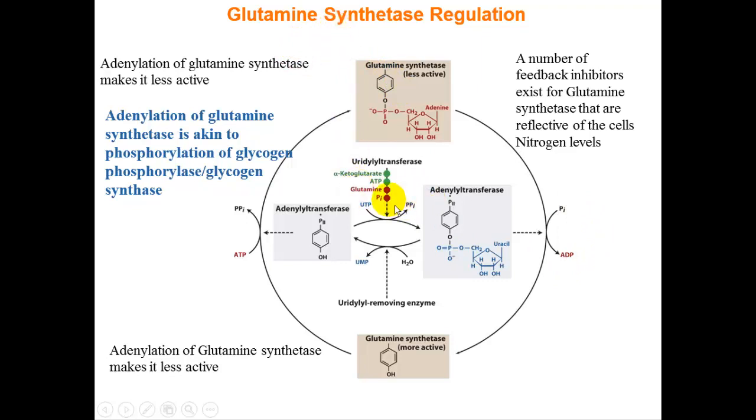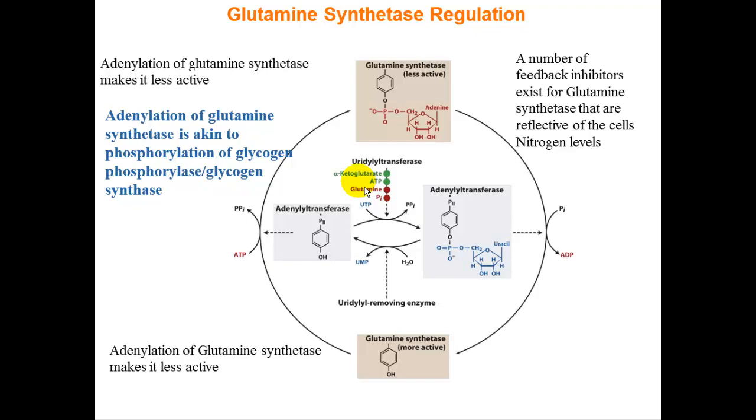Glutamine and inorganic phosphate actually feedback inhibit and lower the activity of the adenylyltransferase that will adenylate this enzyme. So the glutamine and inorganic phosphate inhibit the adenylation of the enzyme, or the enzyme that catalyzes the adenylation, and alpha-ketoglutarate and ATP stimulate the enzyme that adenylates glutamine synthetase.